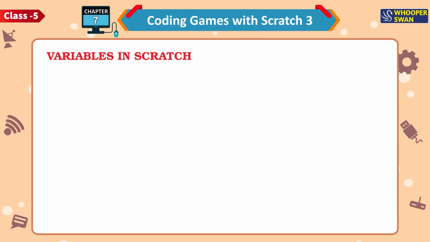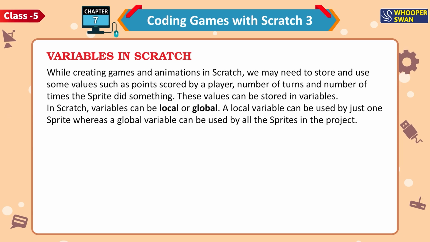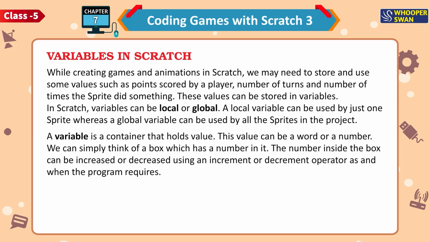Variables in Scratch. While creating games and animations in Scratch, we may need to store and use some values such as points scored by a player, number of turns and number of times the sprite did something. These values can be stored in variables. In Scratch, variables can be local or global. A local variable can be used by just one sprite, whereas a global variable can be used by all the sprites in the project. A variable is a container that holds value.